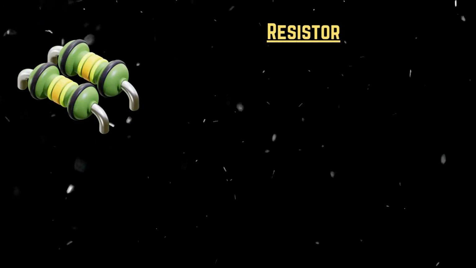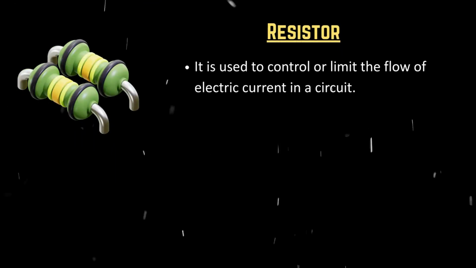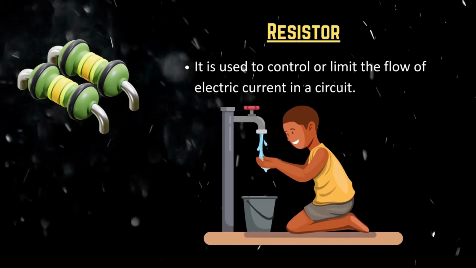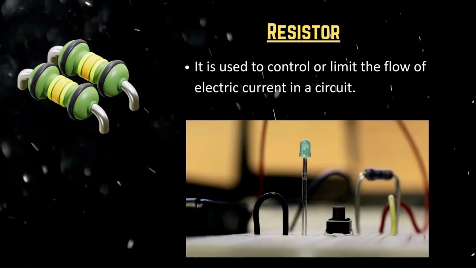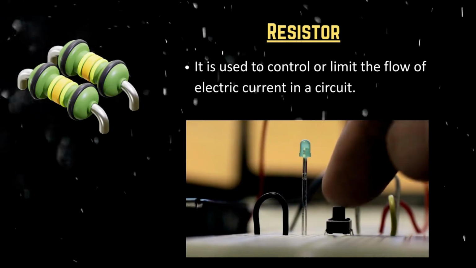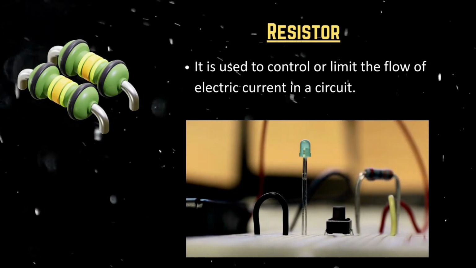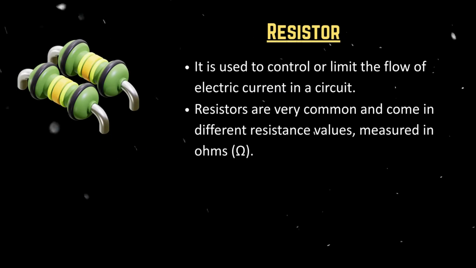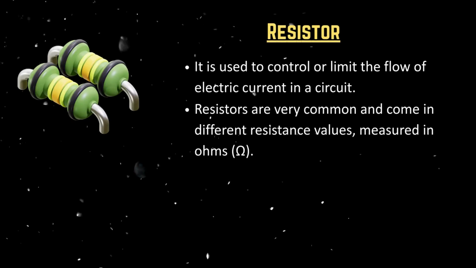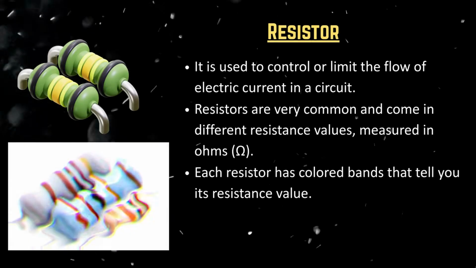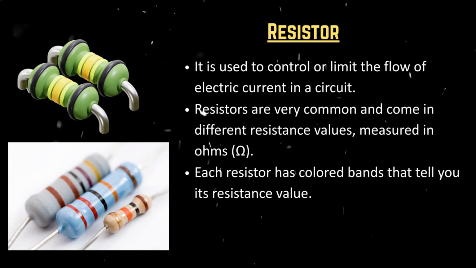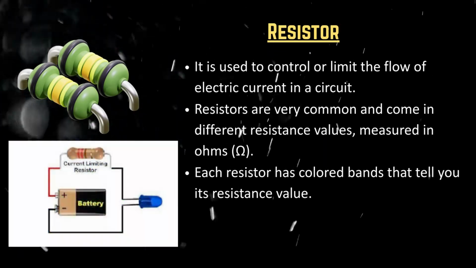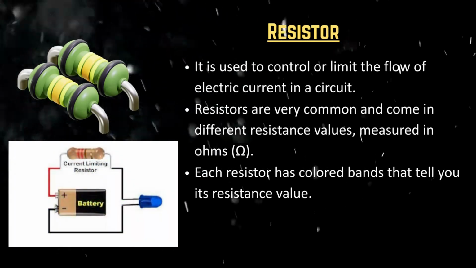Third, resistor. A resistor is used to control or limit the flow of electric current in a circuit. Think of it like a tap controlling the flow of water. It ensures that other components, like LEDs, do not receive too much current, which could damage them. Resistors are very common and come in different resistance values, measured in ohms. Each resistor has colored bands that tell you its resistance value. You'll often see resistors placed before LEDs to prevent them from burning out.